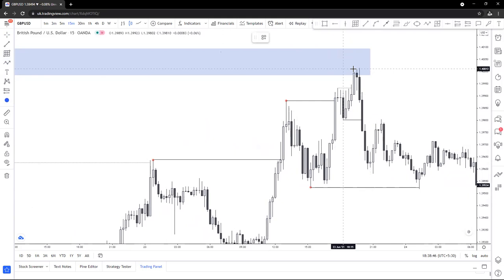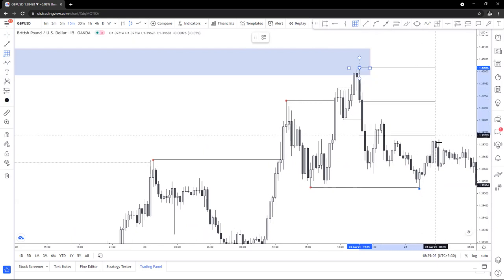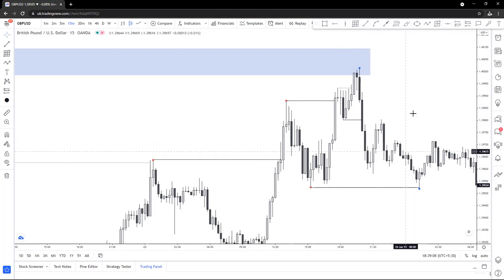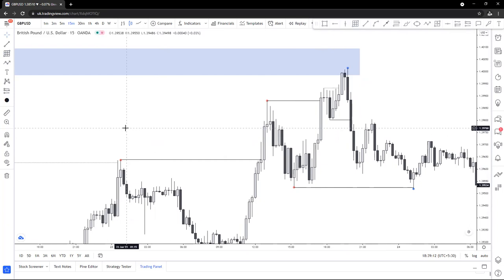So now the new range would be from this high to this low. And then I told you, within every range, there will be a trap. So the first thing we would do is mark for discount and premium prices. Now we know anything above this would be a premium price. And the next thing is, I told you, within every new range, there will be a trap.